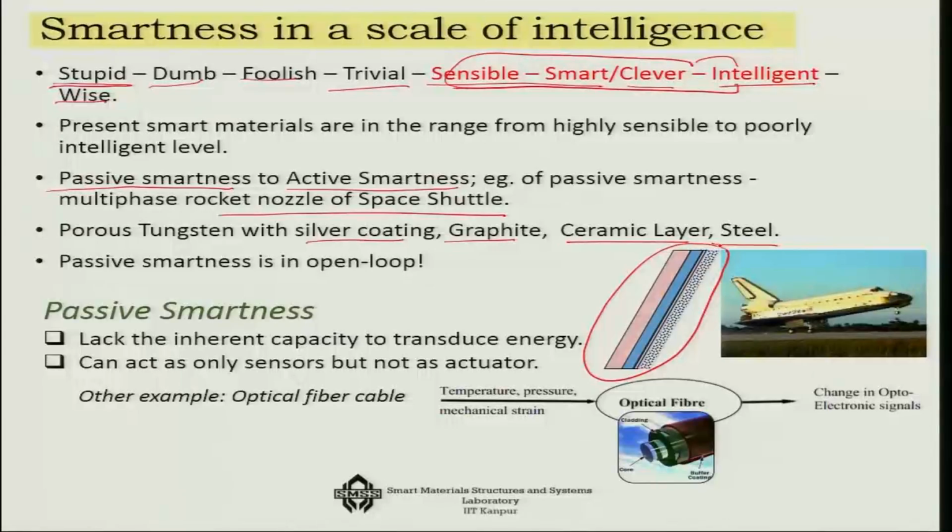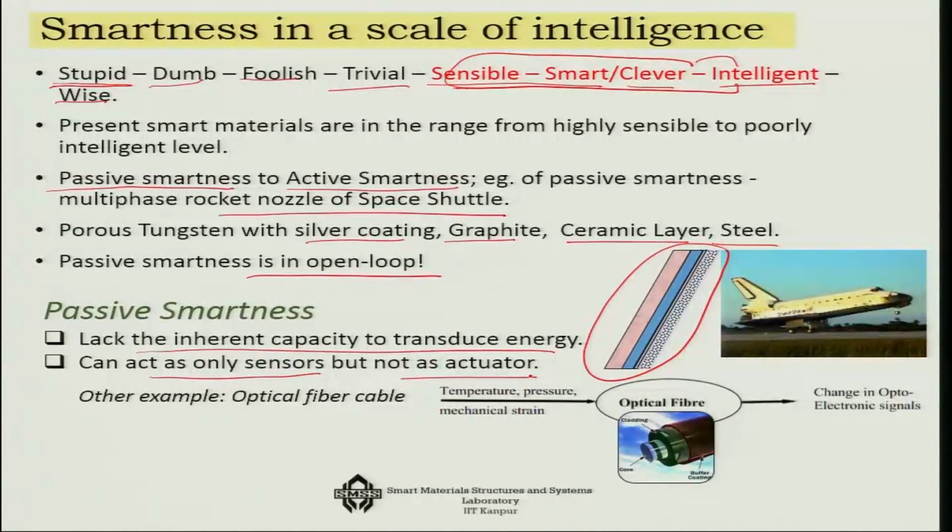But one point, this system is in open loop. Tomorrow, if because of some reason the temperature changes or some other factor comes into the picture, corrosiveness, let's say we are entering not Earth but some other planet, this system would not work. So that is the problem of passive smartness. That is, it is usually a one-time design. It also lacks the inherent capacity to transduce the energy, and sometimes the passive systems can at best work as sensors, but not as actuators.